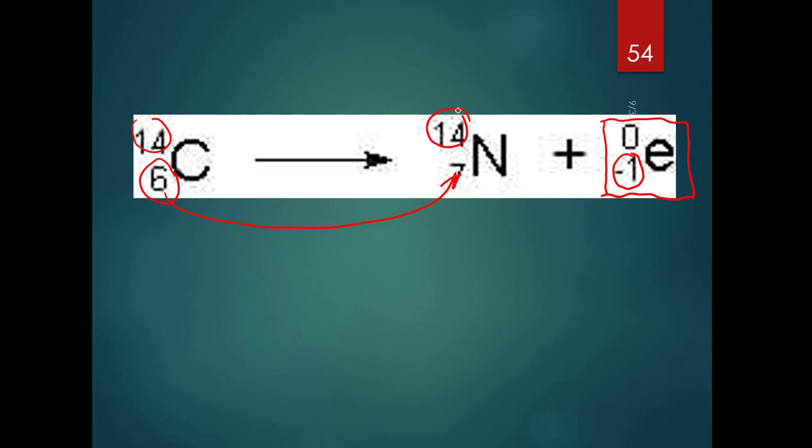So this is how we check if we did well. Here, 7 minus 1 is going to give us the 6. So we did good. And we didn't change the mass number, 14 and 14. So it's that simple. Okay, now we have another one which we have to solve without writing it down.